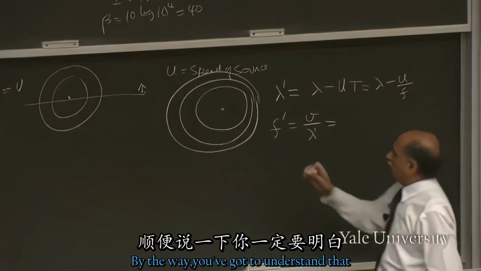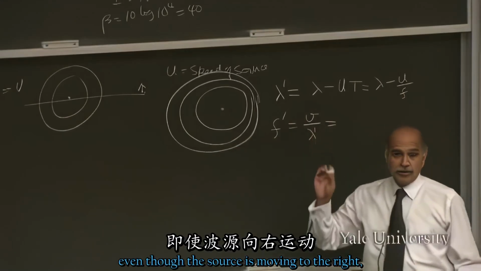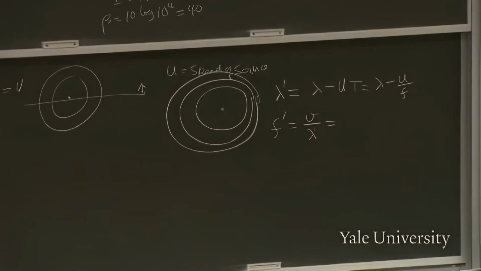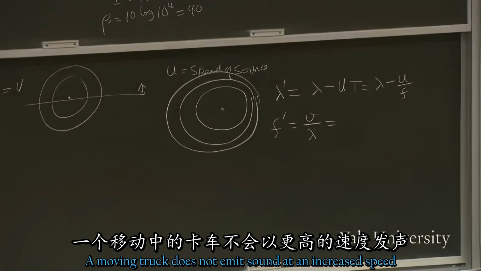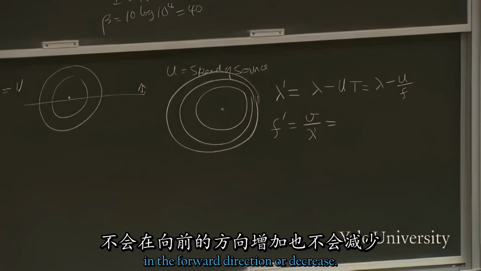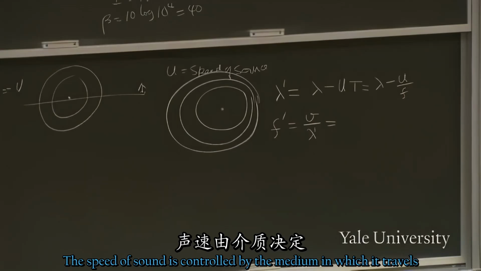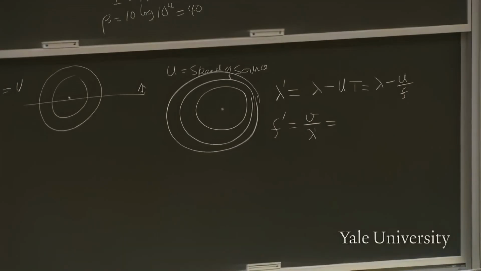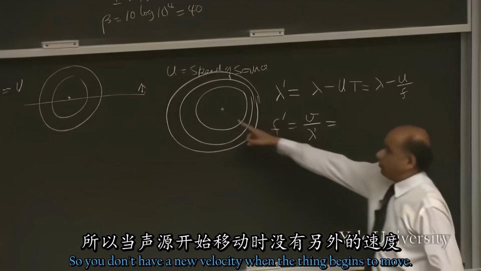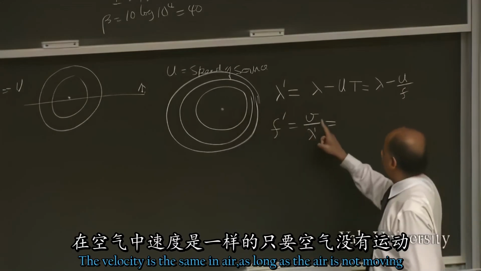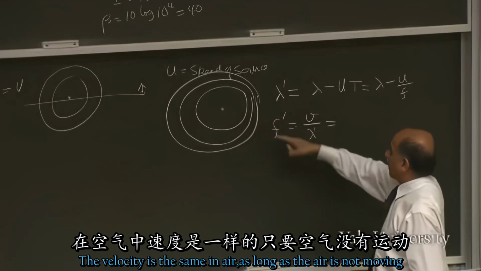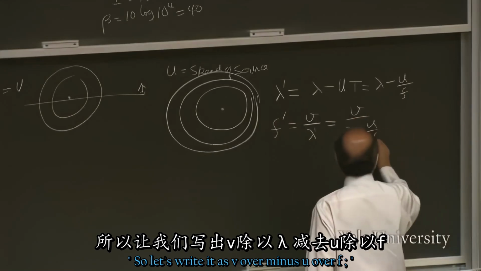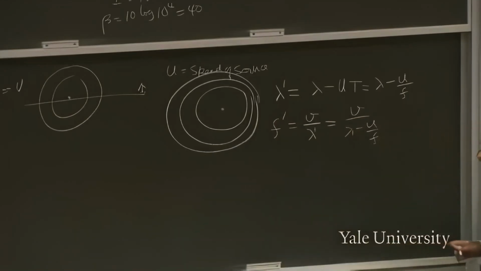By the way, you have to understand that even though the source is moving to the right, the velocity of sound is not altered by that process. A moving truck does not emit sound at an increased speed in the forward direction or decreased. The speed of sound is controlled by the medium in which it travels. The medium is air. It can travel only at that speed. So you don't have a new velocity when the thing begins to move. Velocity is the same in air as long as the air is not moving. So let's write it as v over lambda minus u over f.